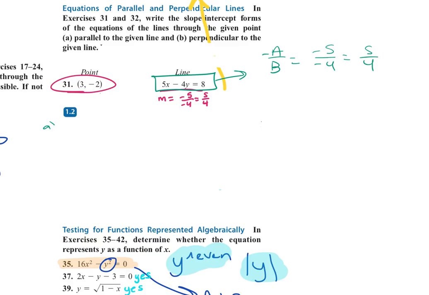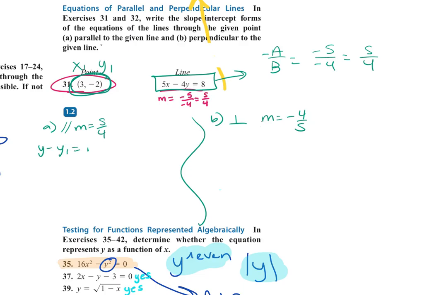So the first thing I'm going to find is the equation of a line that's parallel to that initial one, which means that my slope stays the same. And then I'm going to find the equation of a line that is perpendicular to that one, which means I do the opposite reciprocal. So then for both of them, this is my x1 and my y1. I'm going to start with A. So y minus y1 equals m times x minus x1.